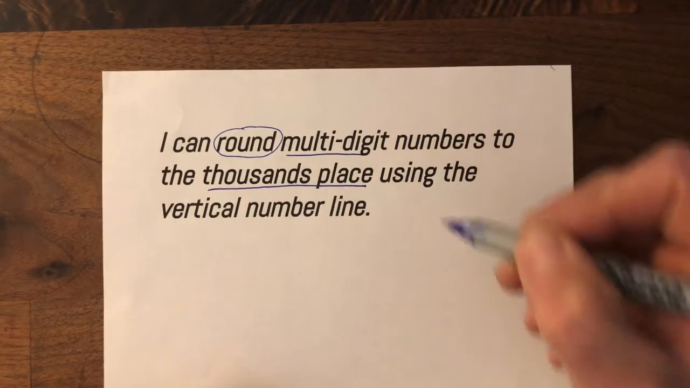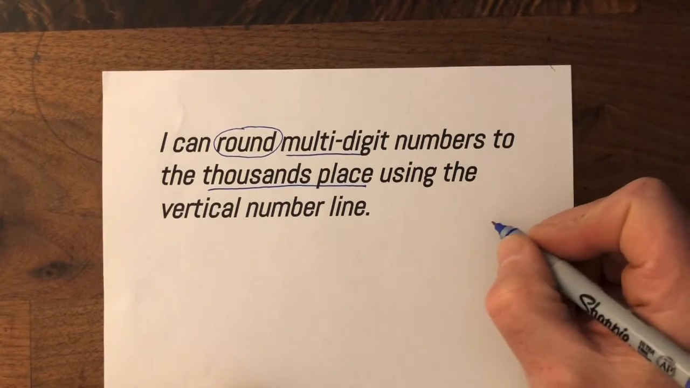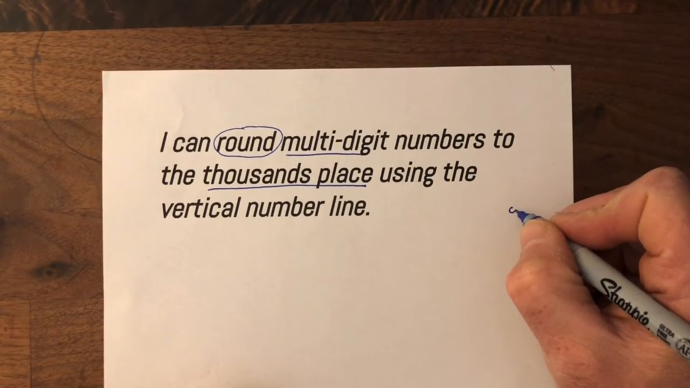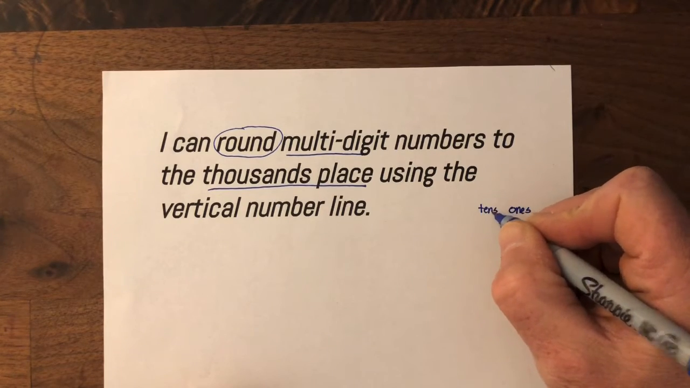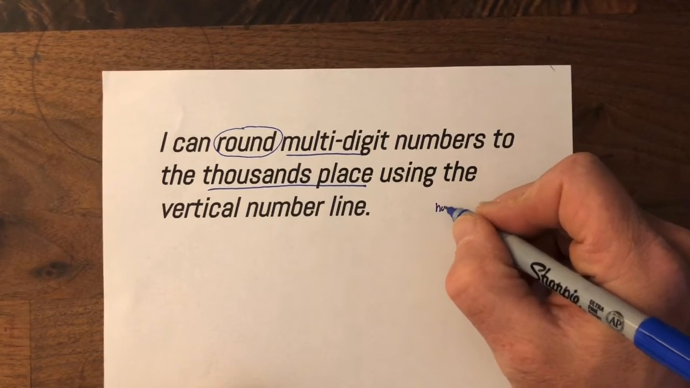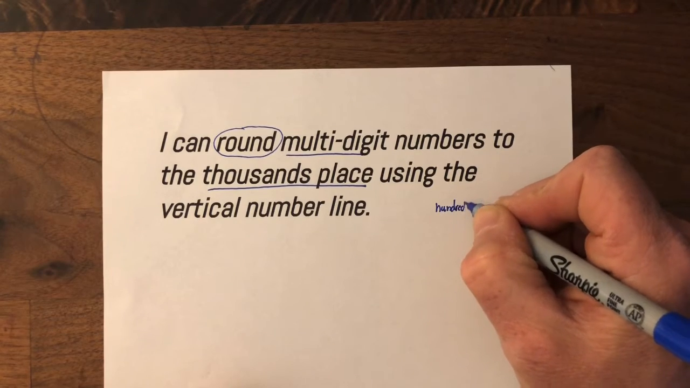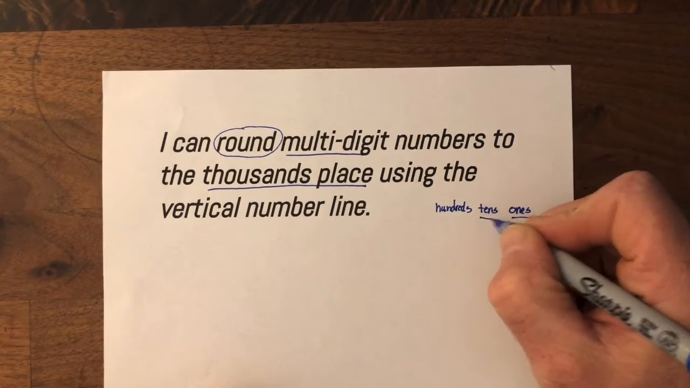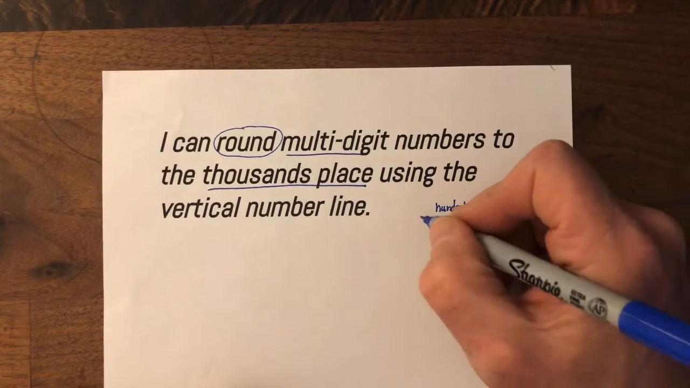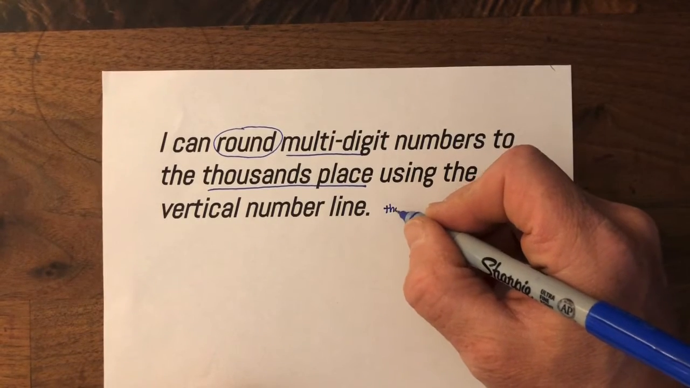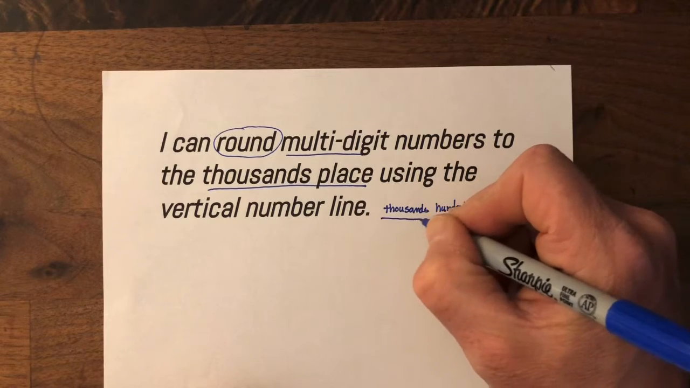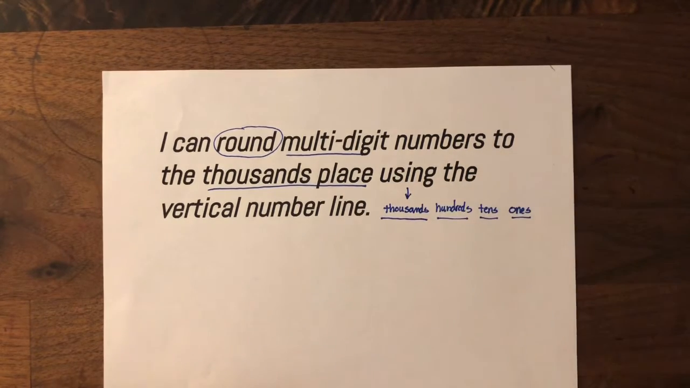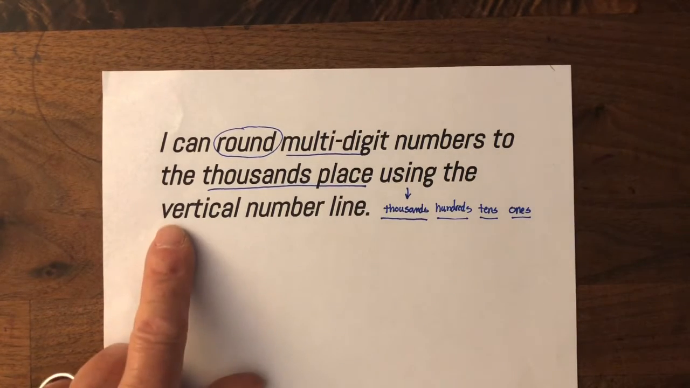And if we remember what the thousands place is, the thousands place starts off with the ones, the tens, the hundreds. Okay, these are what we dealt with last year in third grade. Well, now we're expanding out into the thousands area, okay? So thousands. So we're going to be rounding numbers to the thousands place, okay? And we're going to use a vertical number line.